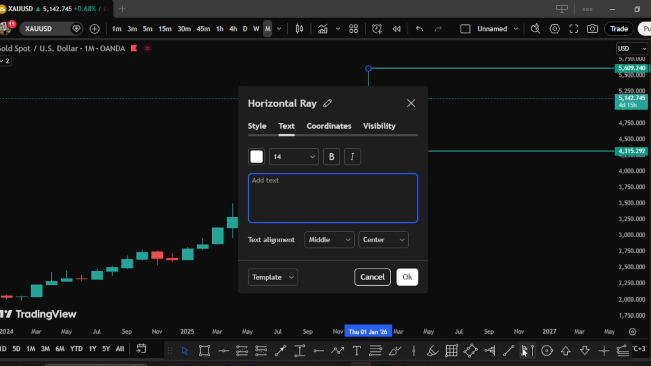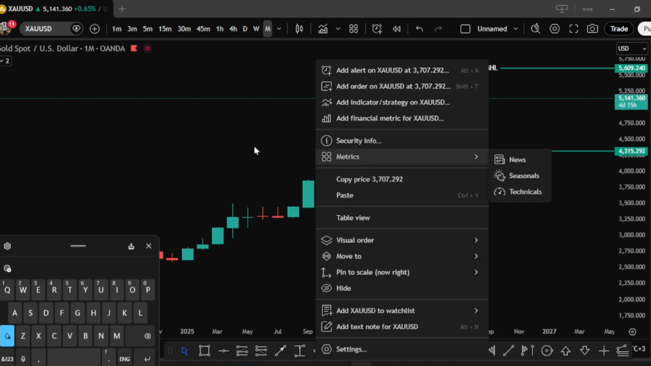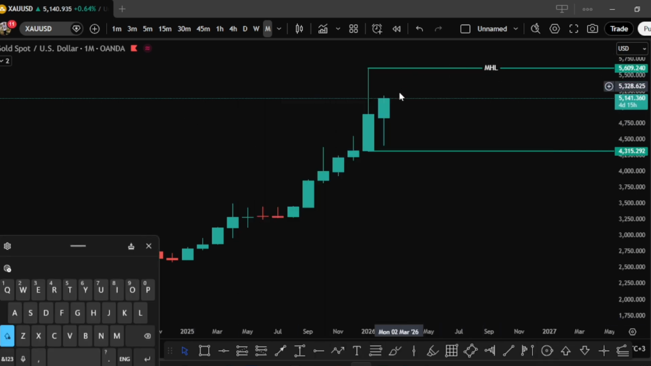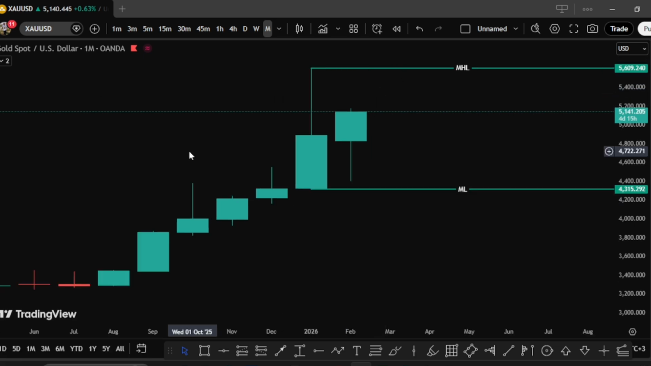I call the high the monthly high. I call it monthly high liquidity because I expect price to come and grab the high. So you can see clearly that this is the monthly high liquidity and this is the monthly low liquidity. Those are the two levels that I mark. So I'm expecting price to come grab the monthly high because last month was a big bullish candle, but we had a small drop down.